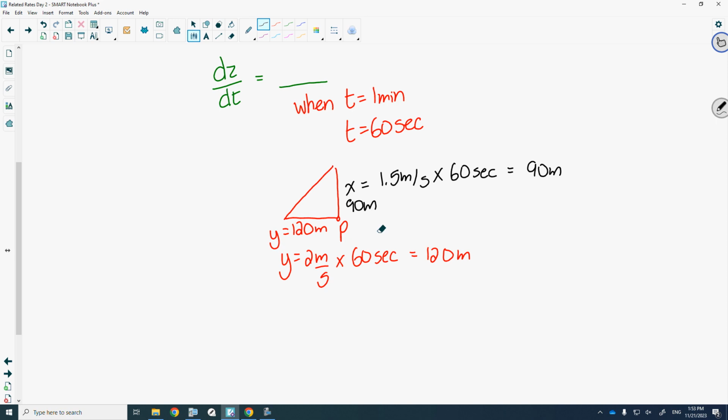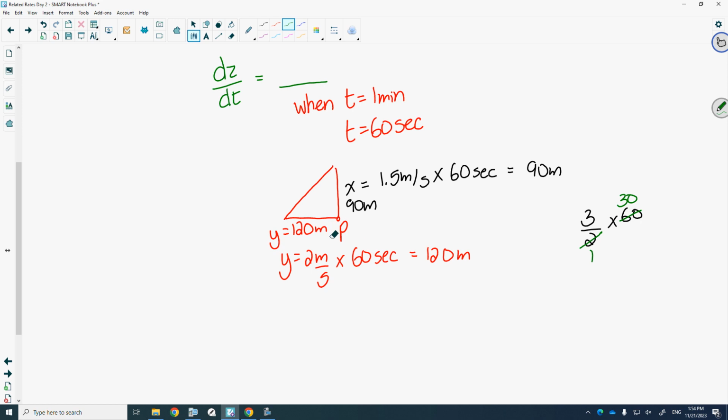The other way you could have figured this one out, do you guys know what 1.5 would be as a fraction? It's 3 over 2. So 3 over 2 times 60. And then I'd say 2 goes into 2 once, and 2 goes into 60 30 times, and 3 times 30 is 90. So this is 90.